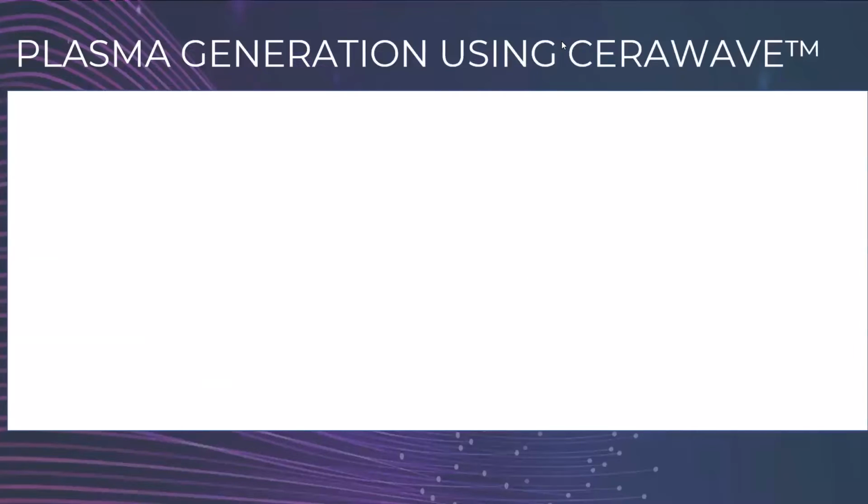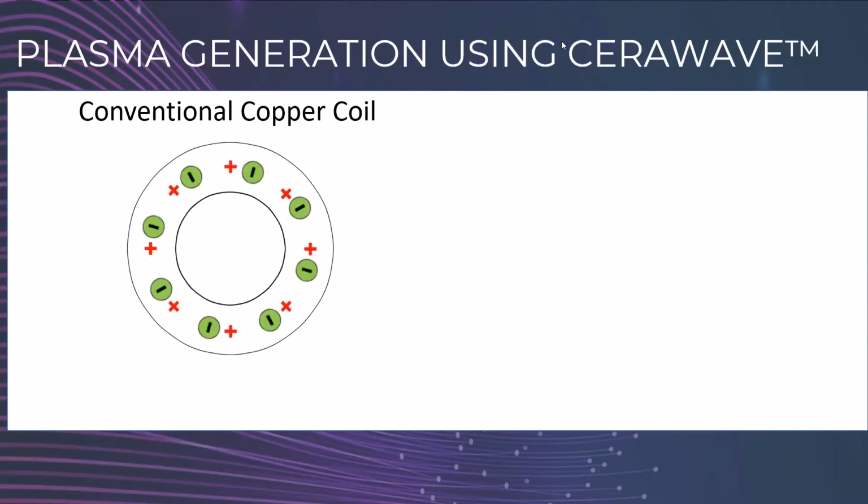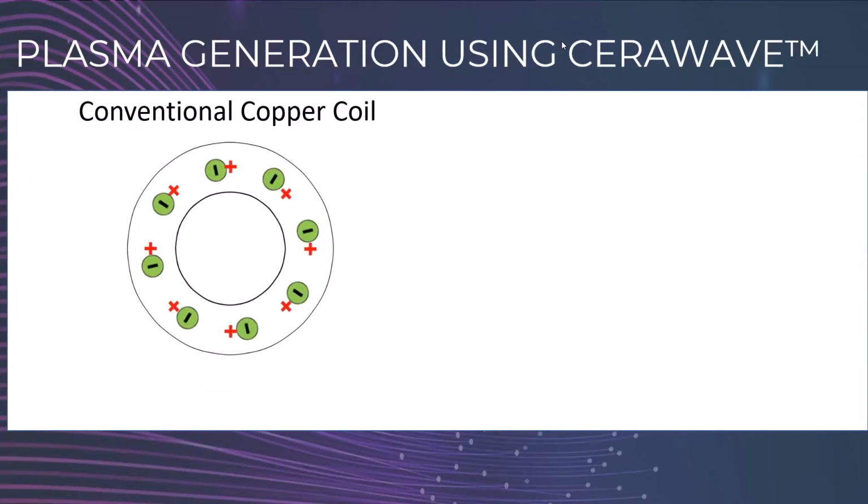Let's dive a little bit deeper into the generation process. Here we see a conventional copper coil. When applied with an alternating potential, the charge distribution in a copper ring oscillates in the bulk material. This oscillation is causing electrical resistance and limits the current in the copper. If you exceed the limit, the copper will melt.